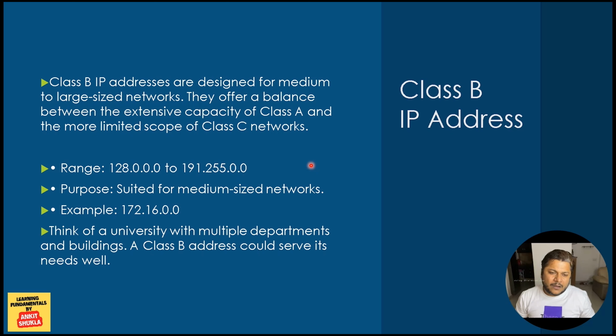You can think of a university with multiple departments and buildings. A Class B IP address could serve the needs of similar departments or buildings or a university in a better way, compared to a Class A, which means an organization which is not that big, but yes, they still need multiple ranges of IP addresses. They also have a global exposure, but are not as big, or they don't have as many devices, as huge in count compared to a Class A IP.